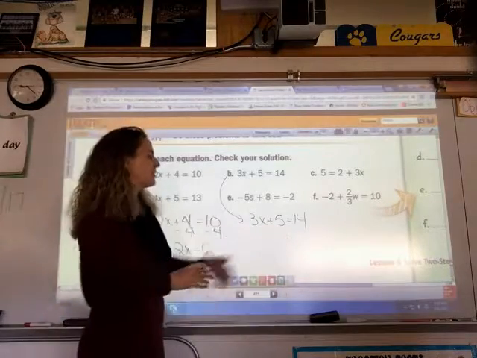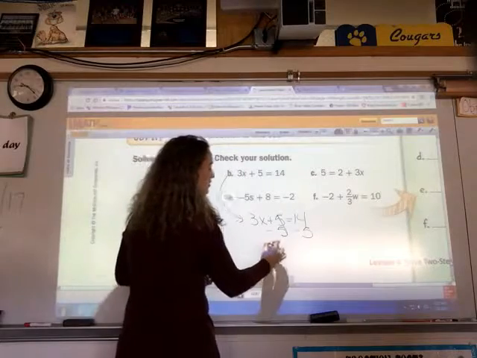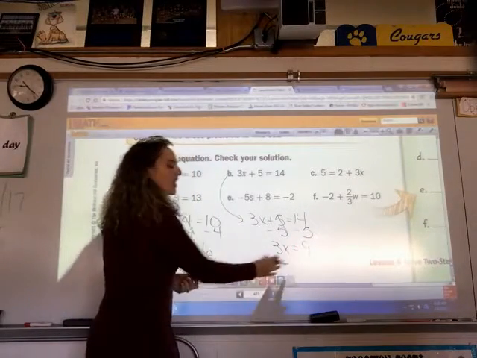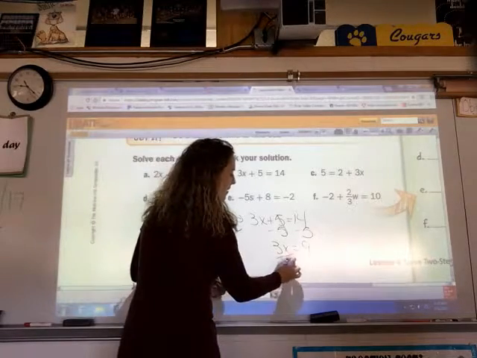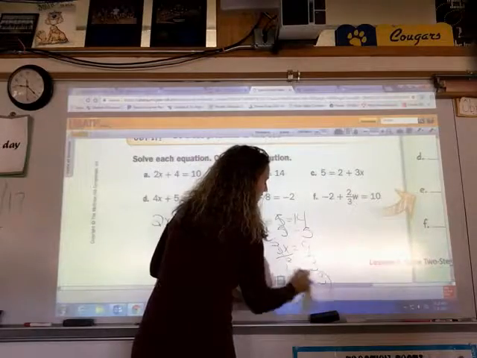So they were adding 5, so the opposite is to subtract 5. 5 minus 5 cancels out. 3x is going to equal 14 minus 5, which is 9. I'm taking 3 times x, so the opposite of that would be to divide. So x should equal 3, and I'm going to circle my answer.